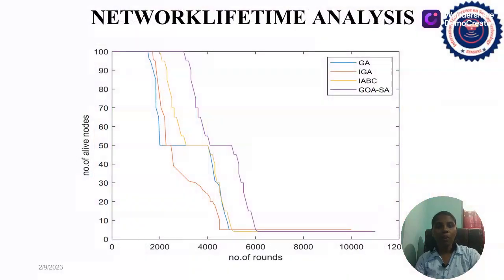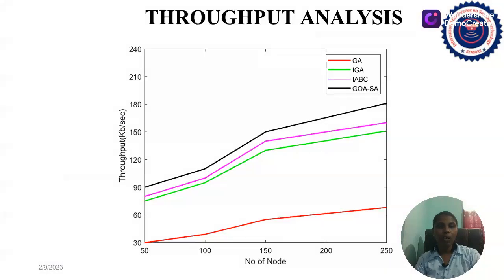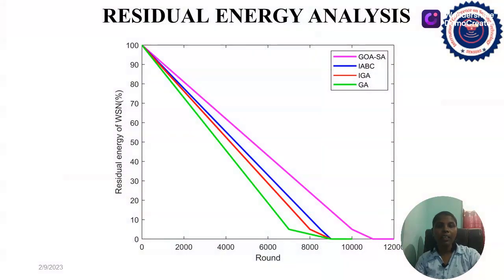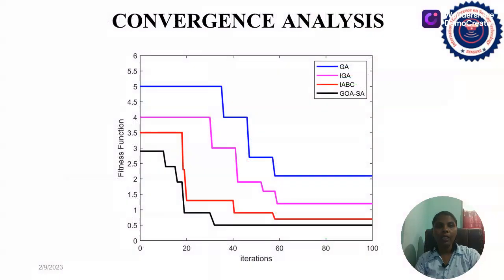For the number of rounds, how many alive nodes are there? And then the throughput analysis. So for throughput, how the transmission process goes, and what we have achieved. And then the residual energy analysis. For the number of rounds, what is the residual energy? And then finally the convergence analysis. Here we have used the optimization algorithm, so convergence analysis.